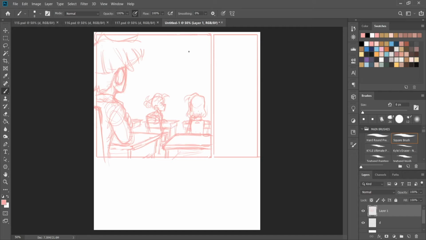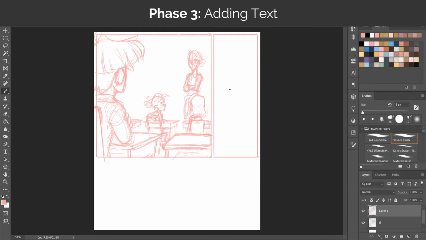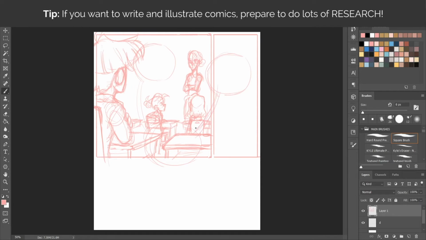So this means I had to write it as if they're both intelligent. Unfortunately, I am not, so I had to come up with a script beforehand as well. Speaking of the script writing for this comic, one thing that people may not realize is needed when writing and illustrating for comics is research. Tons and tons of research.